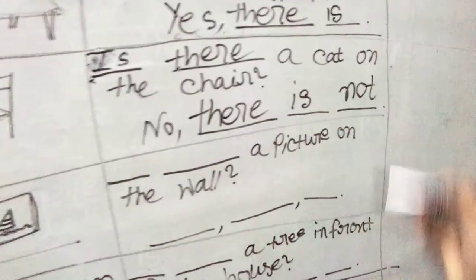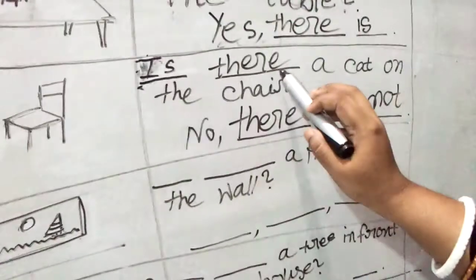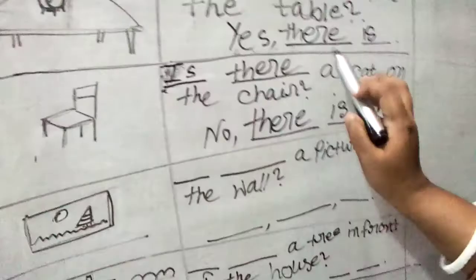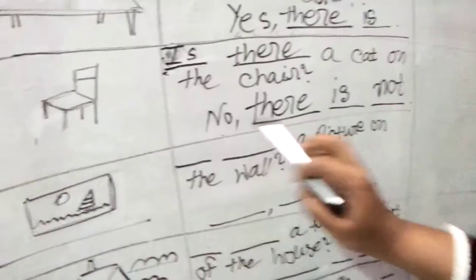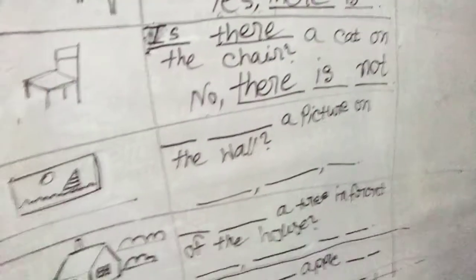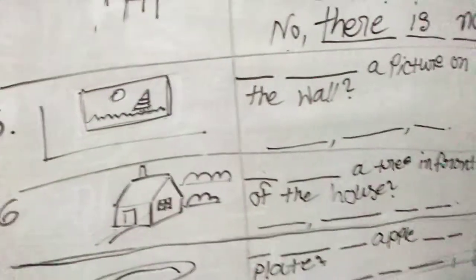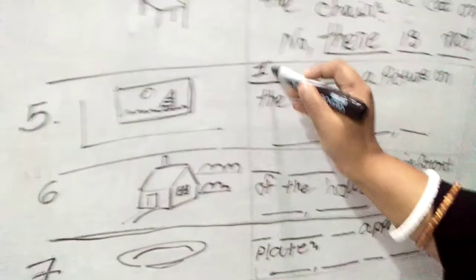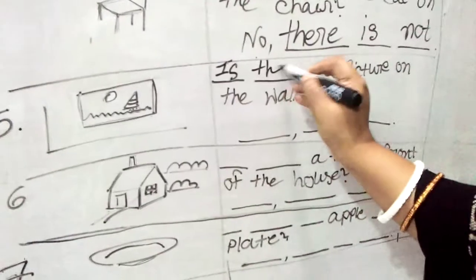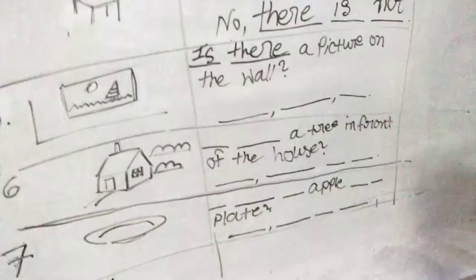Okay, I repeat, please note it down. Is there, please write down, is there a cat on the chair? No, there is not. Okay, and now coming to number 5. It's a picture, just a scenery or a picture. So the question will be, is there a picture on the wall?